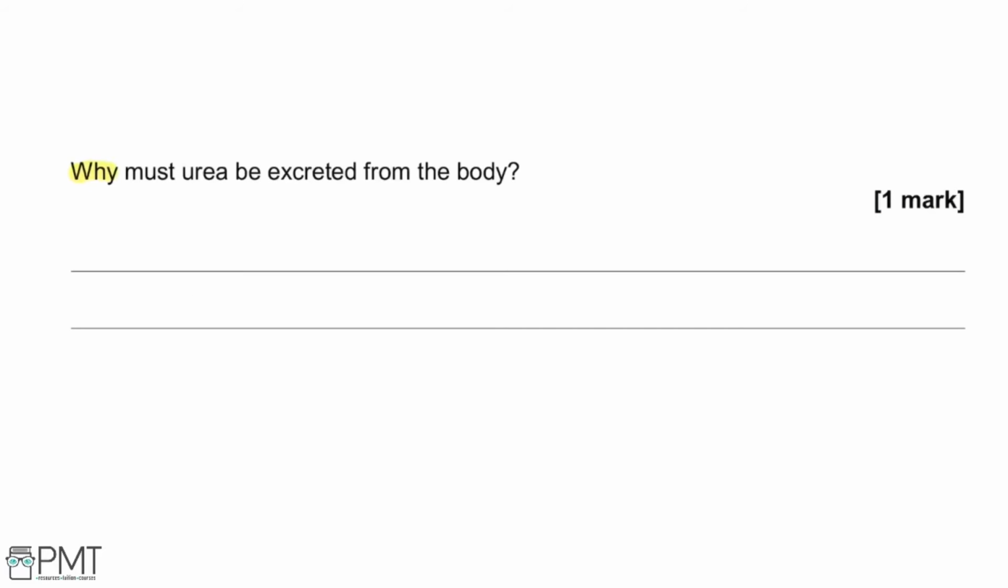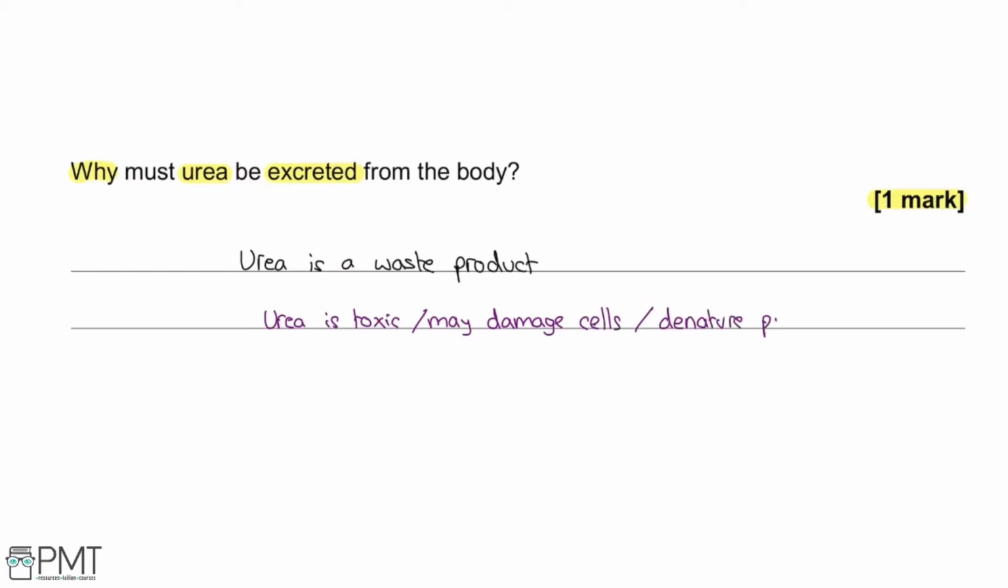Why must urea be excreted from the body? This question is worth 1 mark. The answer to this is that urea is a waste product. It means that it cannot be used by the body, and it is also toxic, so the mark scheme will allow you to describe this or state that the urea may damage cells or denature proteins.